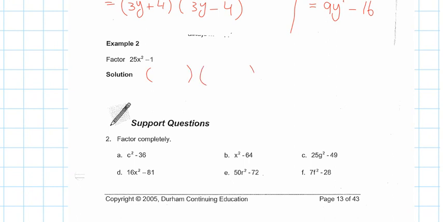What do I put in the first? Plus and a minus. And then square root of 25x squared, square root of 1. And then you can write it as 5x plus 1, 5x minus 1. We're good?